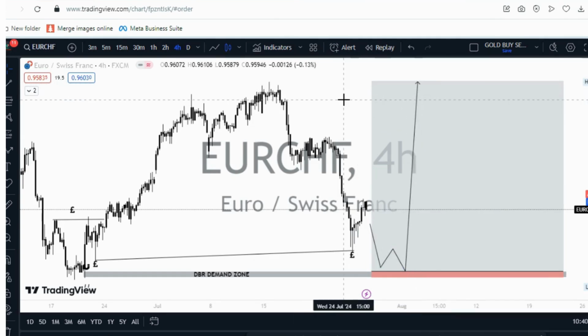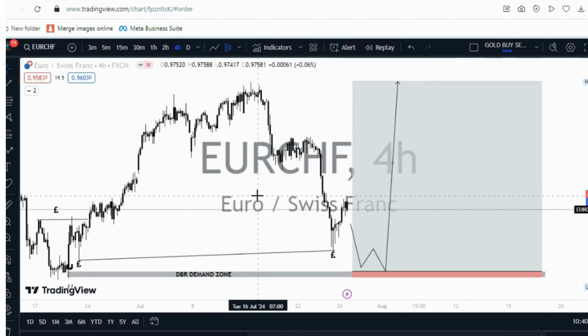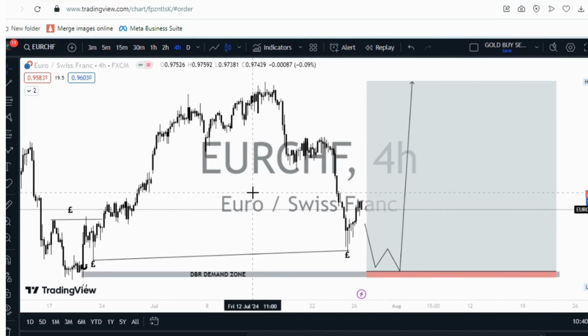For me, this is a beautiful setup, guys. This is an absolutely beautiful setup. And if you can find such setups like this, go for it. Go for it, guys. This is a beautiful setup.